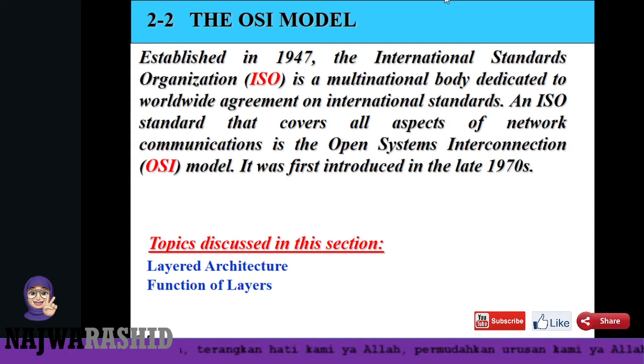So in this video we will discuss the 7 layers of the OSI model. The OSI model was established or introduced in the late 1970s. Okay, it stands for Open System Interconnection and is known as the OSI model. It consists of 7 layers.